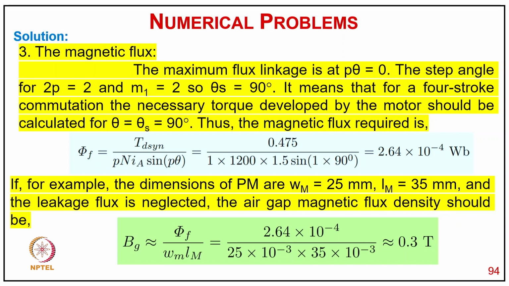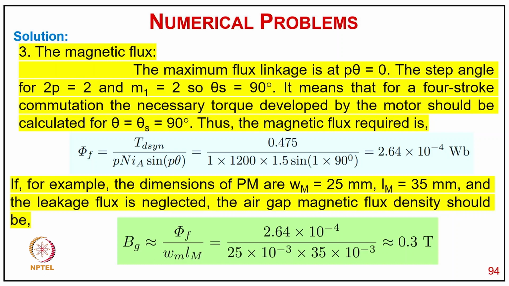And the third, the magnetic flux linkage is Pt equal to 0, the step angle 2p equal to 2 and f1 equal to 2 and theta is equal to 90. It means that for a 4-stroke commutation, the necessary torque developed by the motor should be calculated at theta equal to 90. Thus, the magnetic flux required is phi f equal to T divided by p n i sin theta, and putting values it comes to 2.64 into 10 power minus 4 Weber.